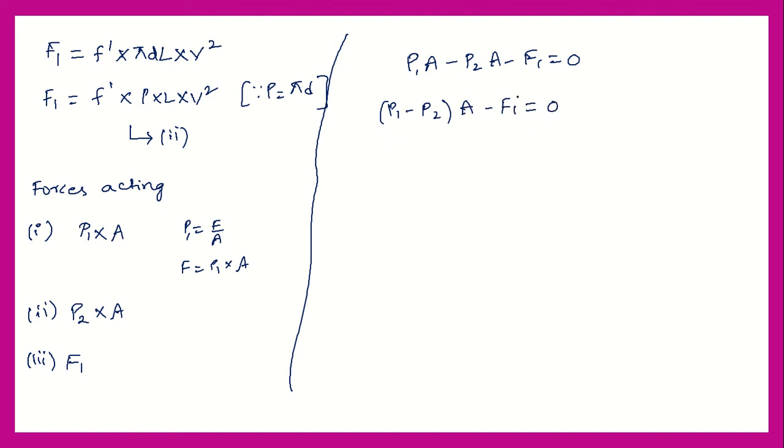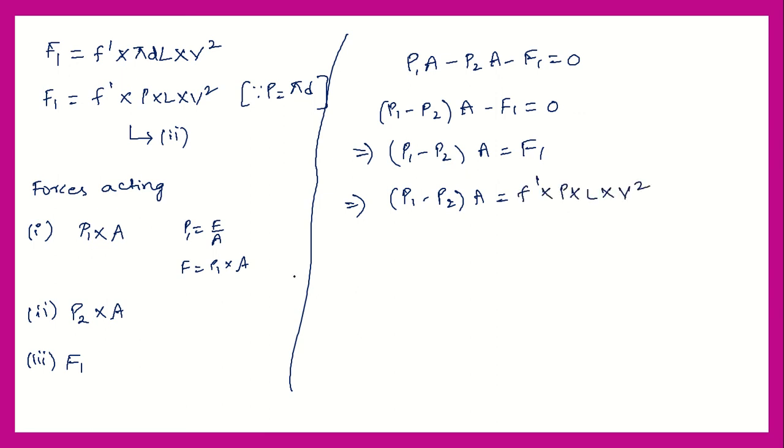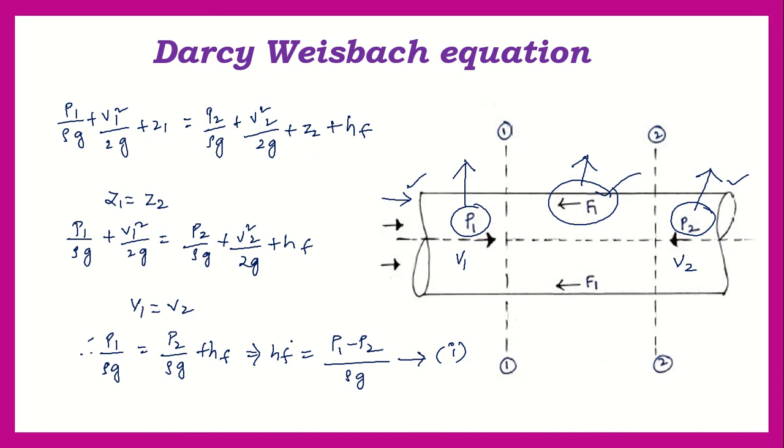Before that, we will write P1 minus P2 into A is equal to F1, which implies P1 minus P2 into A equals, from equation 2, F1 equal to F dash into P into L into V square. So from here we can write P1 minus P2 as F dash P L V square by A. But if you observe equation number 1, what is HF equal to? P1 minus P2 by rho g. So from here, I can write P1 minus P2 as HF into rho g.